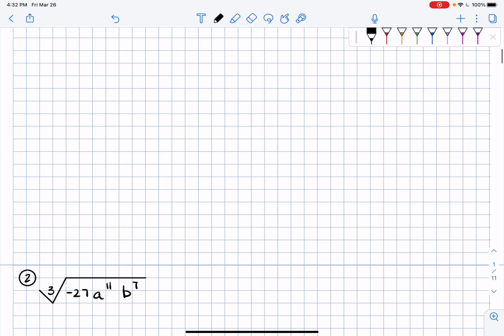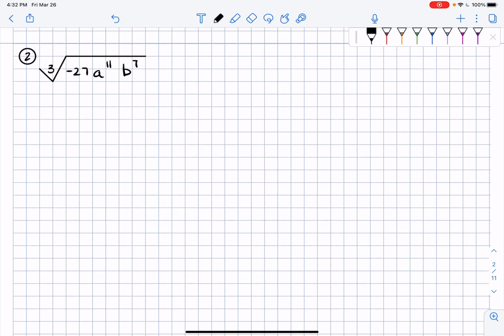On to number 2. Number 2, if you notice that the index is actually a 3. So we're looking for 3 of a kind. Okay? So let's go ahead and break these down. So I got negative 3 times negative 3 times negative 3. And that's negative 27. Right? And notice that I'm putting in 3 columns as well. The A is going to be A times A times A. That's 3 of them.